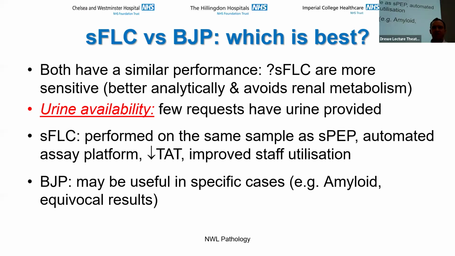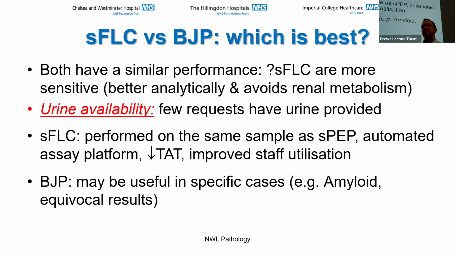The free light chain assay itself can be performed on the same serum sample that turns up in the lab for electrophoresis. We can do it on an automated platform. The analyzers which we now have in the lab have progressively got better. The most recent ones we have are effectively random access analyzers, so we can just load on the samples and get through hundreds a day if we need to. As a result, the turnaround time can be very quick.